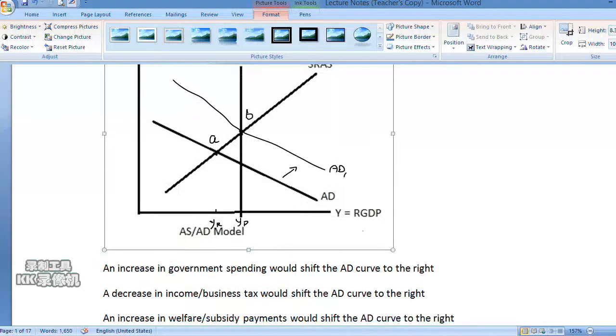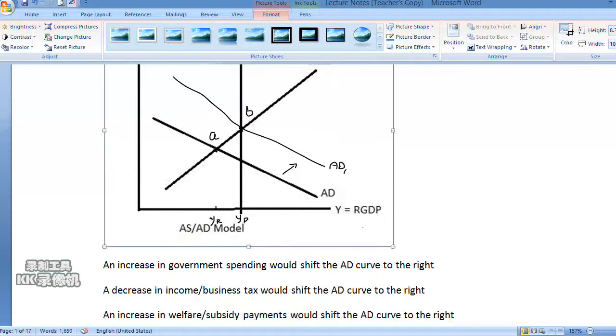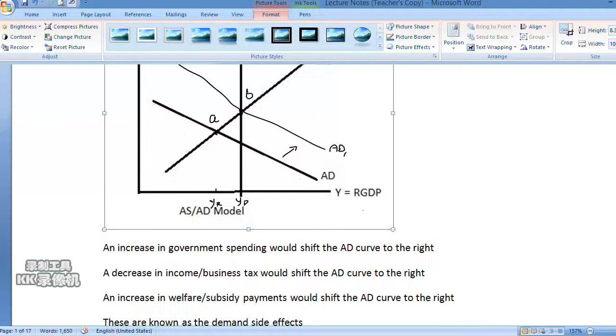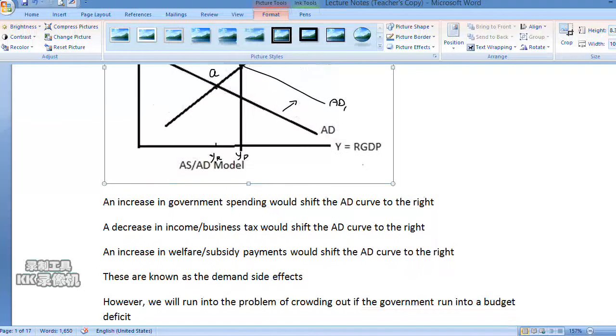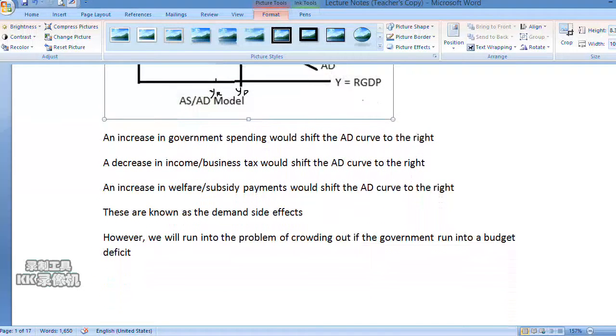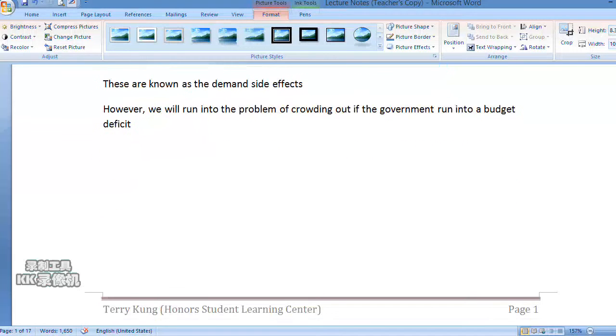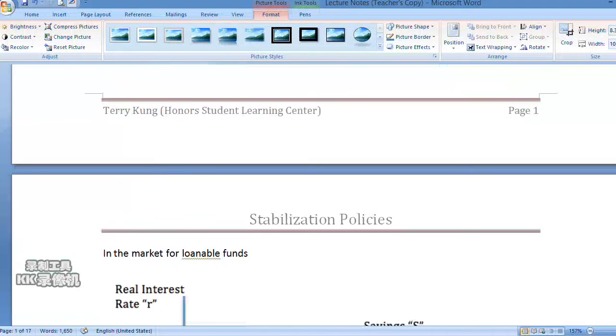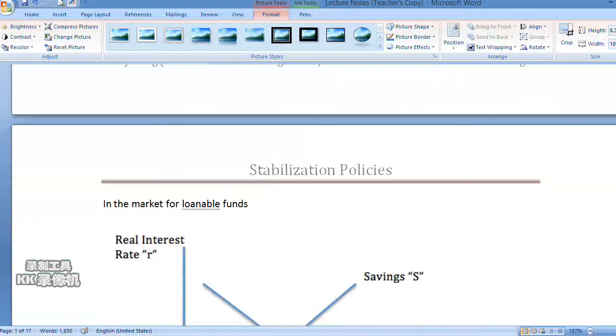A decrease in income or business tax would also shift the AD curve to the right, as well as increase in welfare and subsidy payments would also shift the AD curve to the right. So these are known as the demand side effects. However, we will run into the problem of crowding out again whenever the government runs into a budget deficit.